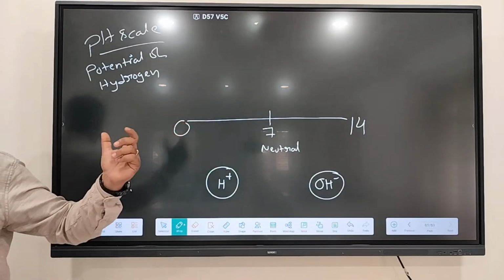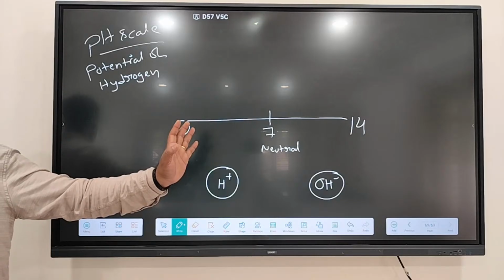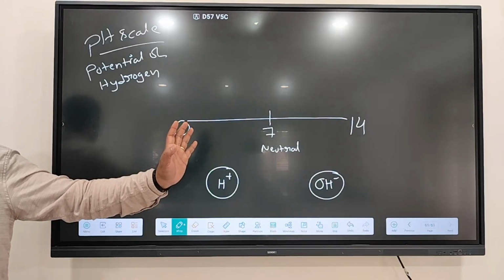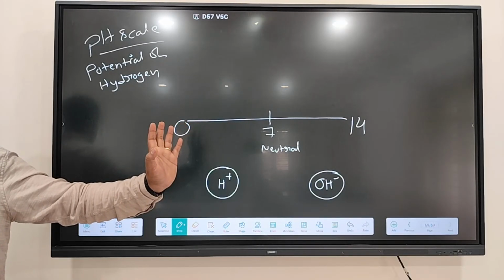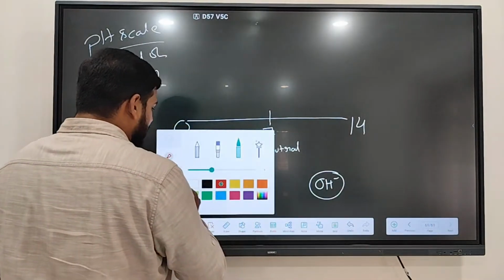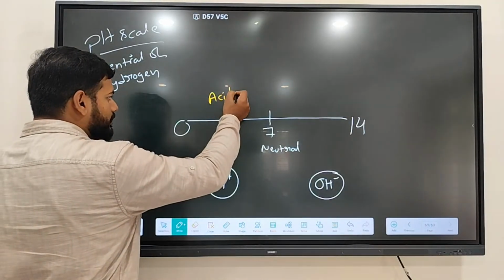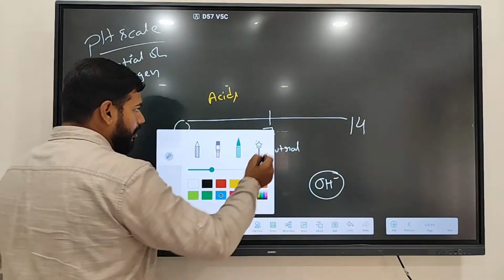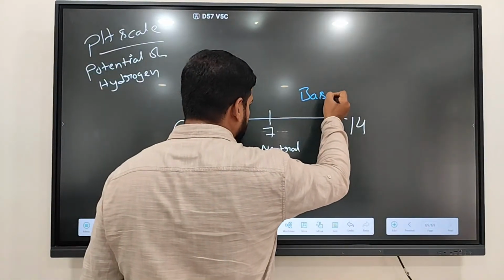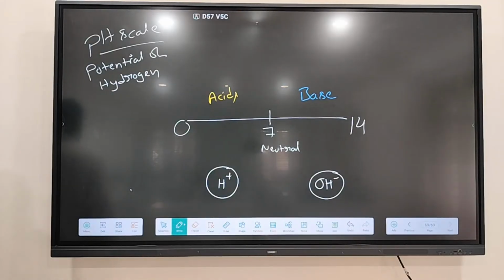0 to 14, the scale is there. 7 is the middle value, this is neutral, neither base nor acid. From 0 to 7 we have acids. From 7 to 14 we have bases. 0 to 7 acid, 7 to 14 base.